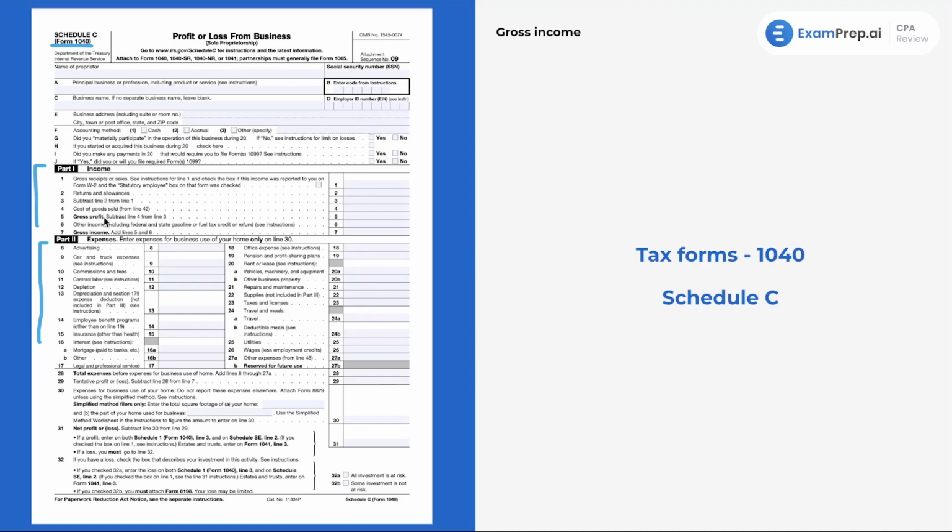Returns and allowances, subtract that, cost of goods sold. Generally, you probably won't be dealing with that. But let's say you have an online business selling clothing online. Yeah, you will have cost of goods sold. You will have returns and allowances. You'll deal with all that.